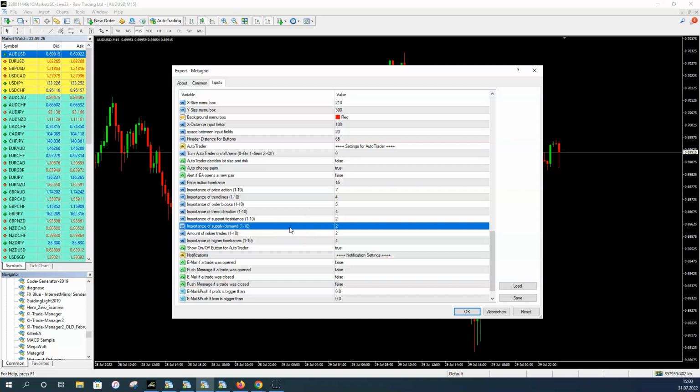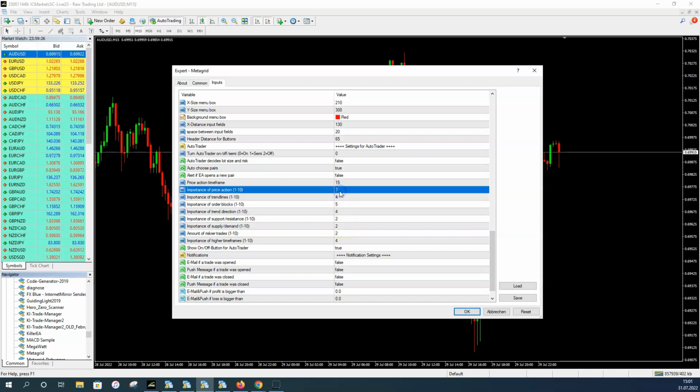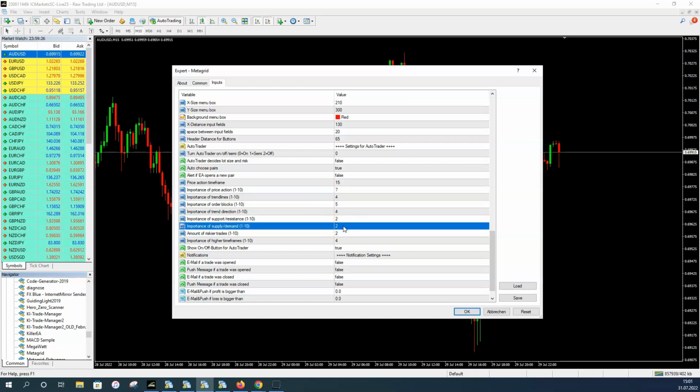If you have the supply and demand indicator, you know what supply and demand means. You don't need the supply and demand indicator if you use the auto trader here. The auto trader has a built-in supply and demand calculation. So even if you don't have the supply and demand indicator, the Metagrid EA can use the concept of supply and demand trading. Also, it's a very low number here, because like I told you before, I have a high number on price action, so supply and demand should be checked by the EA, but on a lower level.